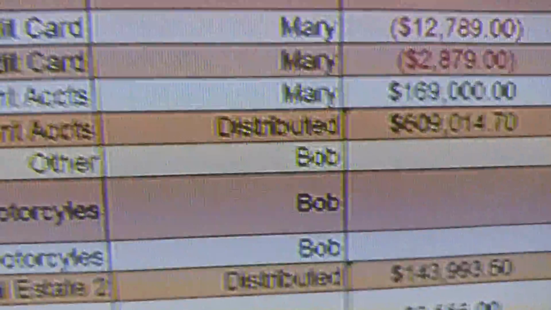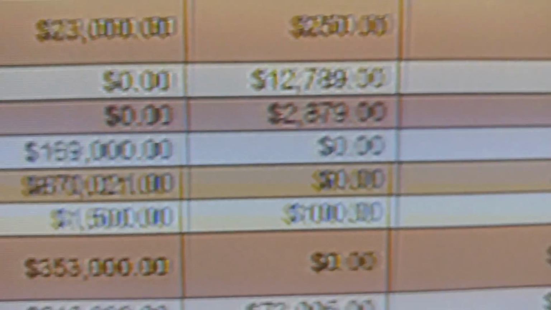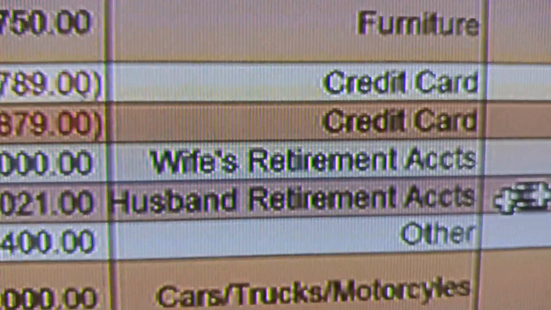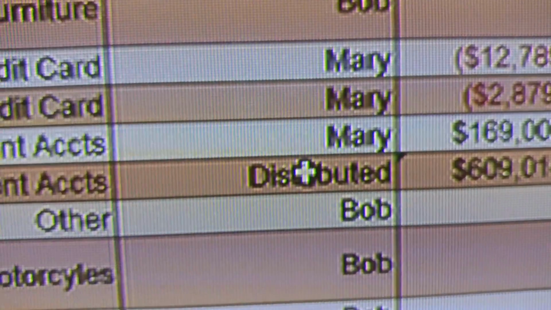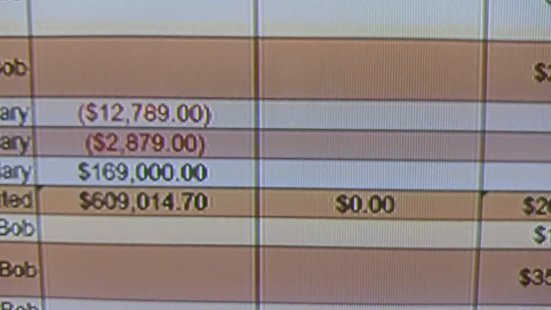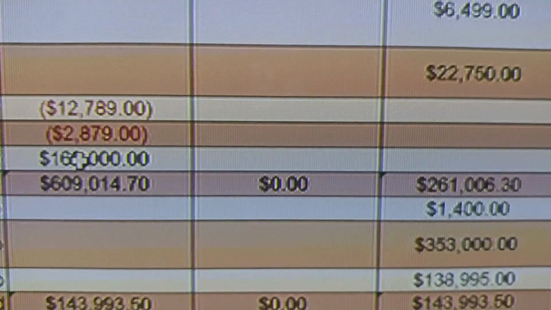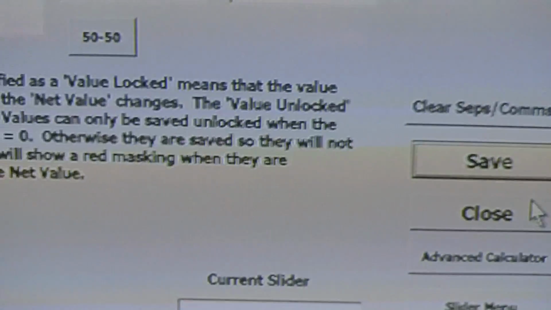If you look with us, we're going to look at number 8, the TD Ameritrade. As I follow the line all the way across, we find that that was the wife's retirement account, and we've given it to Mary. But they've contested that. We're going to have my wonderful wife, Susan, put her mouse on that $169,000 Mary claims she should have and give it a double left click. And up comes the basic calculator.